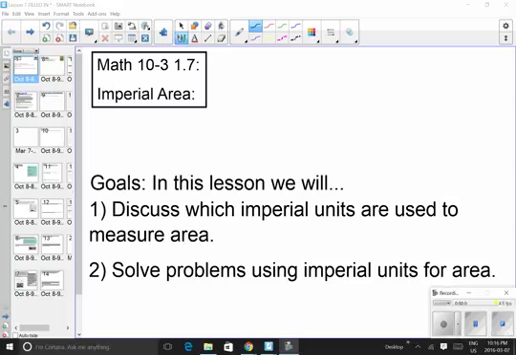Howdy. So let's talk about imperial area. Previously we talked about imperial length, imperial being the units that typically the Americans use, things like feet and inches and miles. And area meaning what can be covered by squares, so a surface, if you would. In this lesson, we'll discuss which imperial units are used to measure area and then solve some problems.